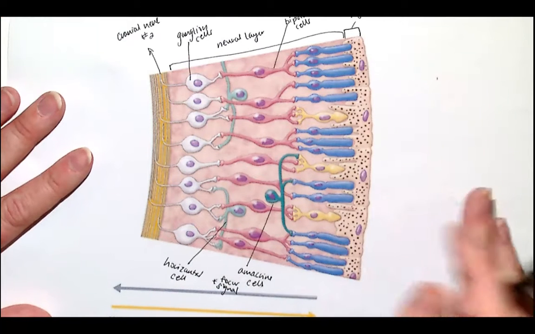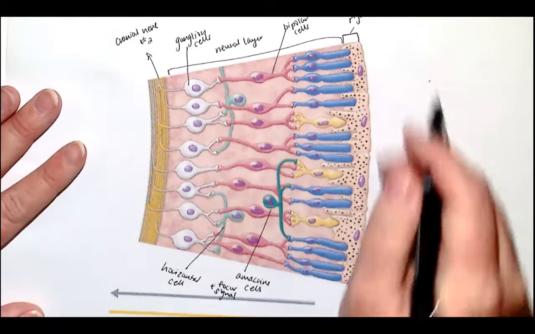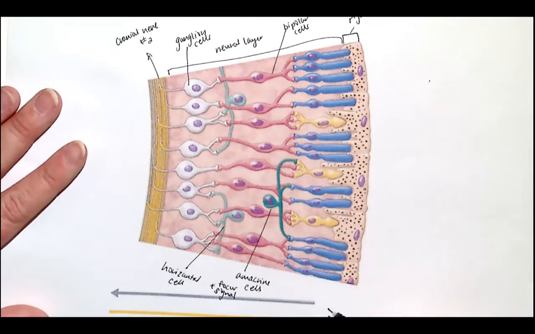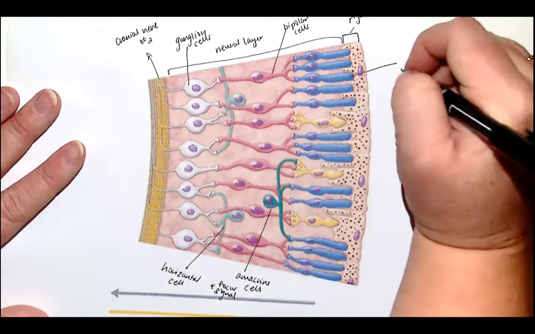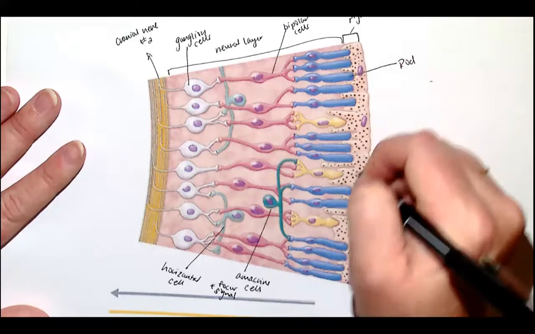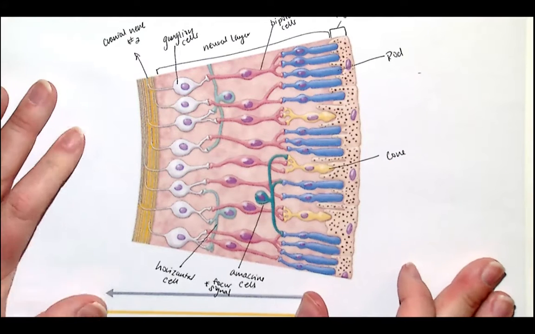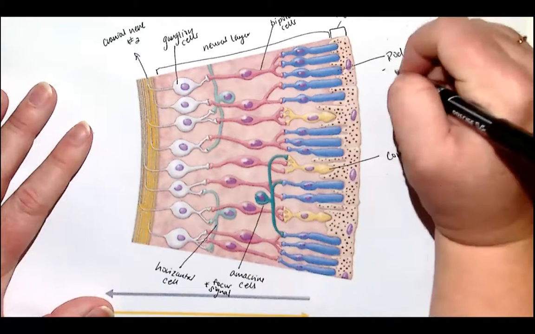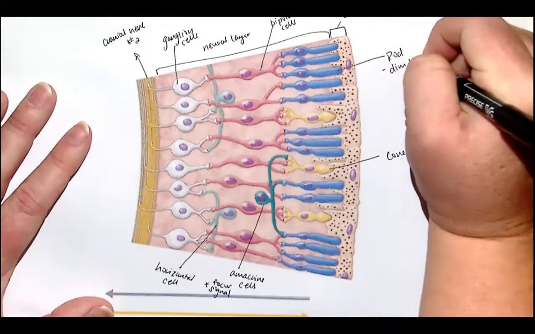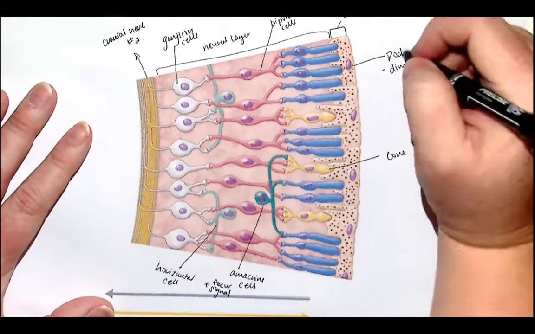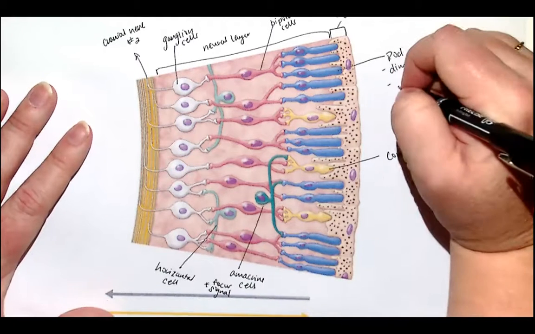So these rods and cones, let's look at them. Anyone want to guess which one is the rod, the blue one or the yellow one? Yeah, the blue one is the rod, and the yellow one is the cone. These are our two main photoreceptors. Rods work best in dim light. They're mainly used for peripheral vision.